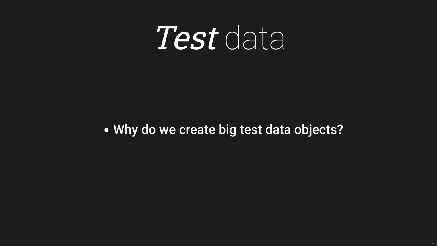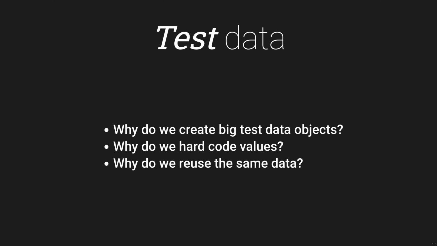The data we use in tests is extremely important, yet we pay little attention to it. Why do we create big test data objects that are hard to read and maintain? Why do we use so many hard-coded values in those objects? And why do we reuse the same test data over and over again? In essence, we are rarely ever testing more than one scenario, often only covering the happy path.